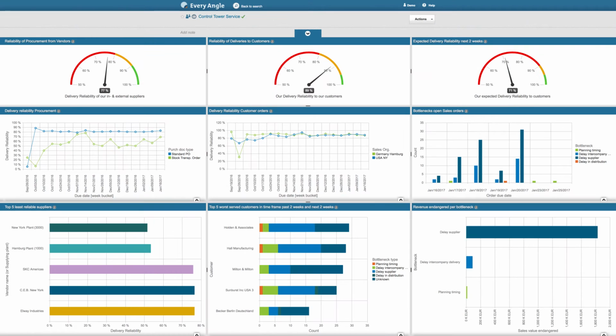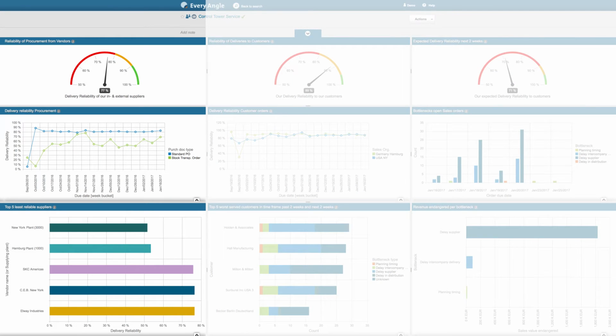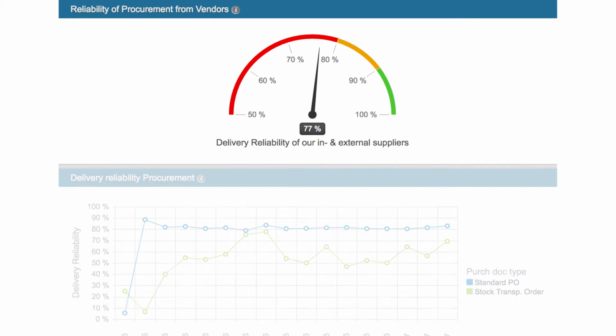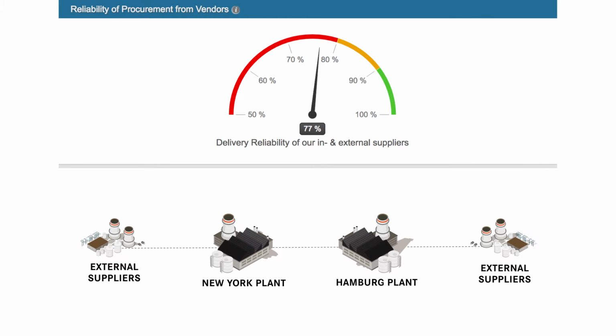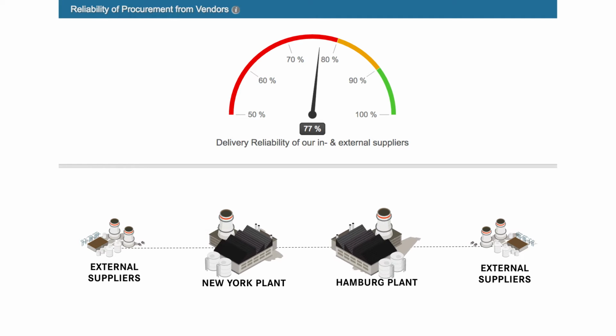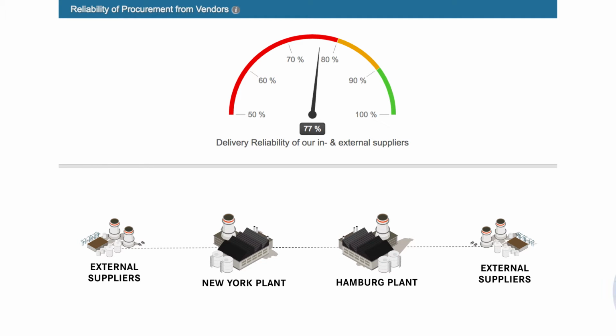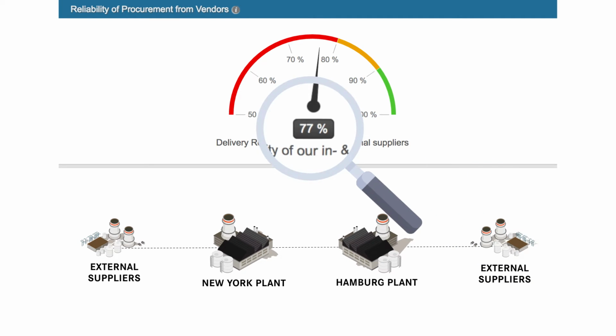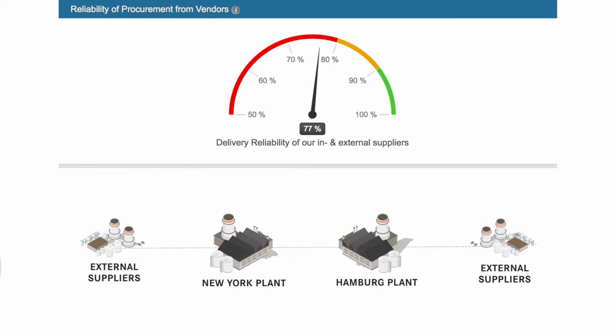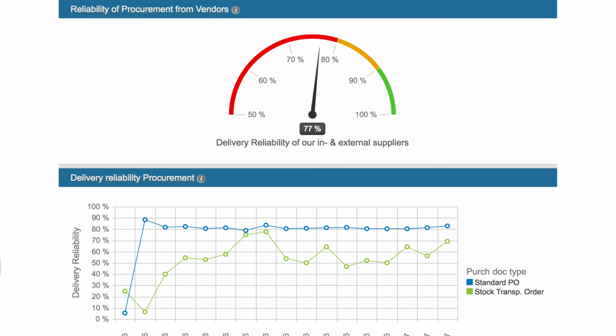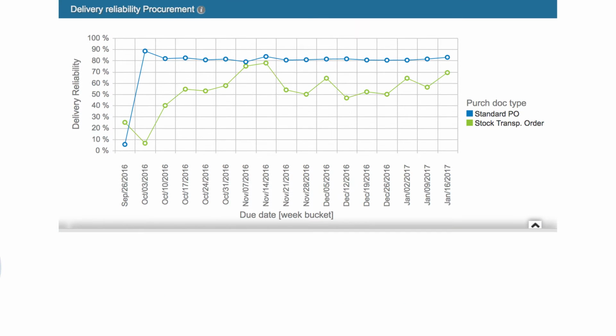Let's start by looking at how well we're being serviced ourselves, both by internal and external suppliers. This gauge shows the average delivery reliability we have received from both external vendors and intercompany shipments. We can see that recent performance has been an unacceptable 77%. Now we want to understand why, so in the next chart we break this average down.